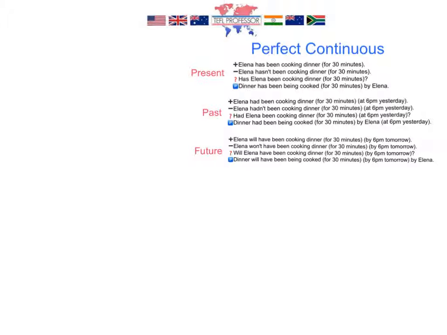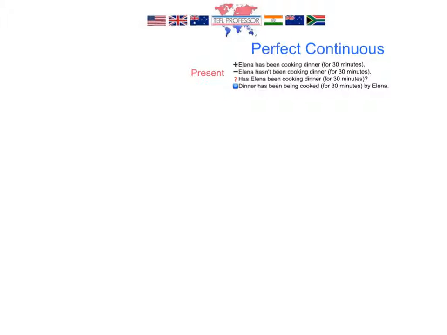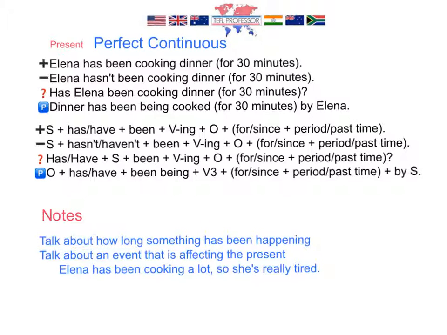Lastly, we're going to talk about the most confusing tense, which is perfect continuous. We'll start off by talking about present perfect. So present perfect continuous, yeah, it's talking about how long something has been happening. We're usually very concerned with either the start or the duration of something. We can also talk about an event that is affecting the present. Yeah, Elena has been cooking a lot, so she's really tired.